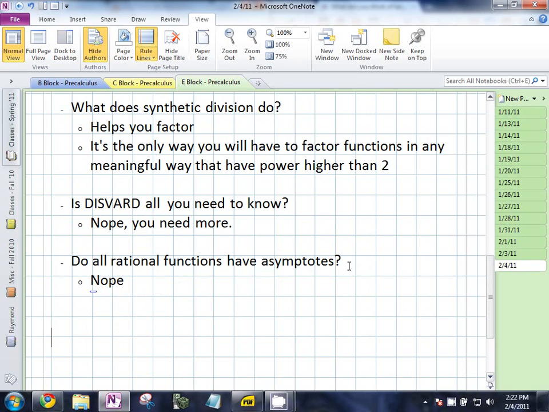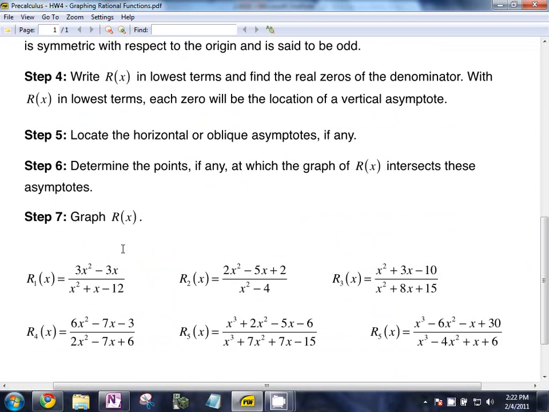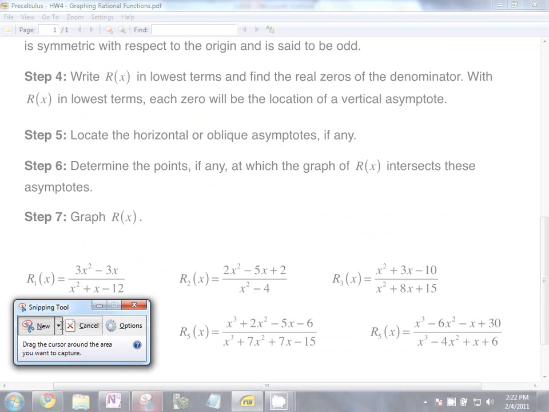So back to the removable discontinuity. How do you find it? Okay, we're going to do a specific example, the same example that was in the video. The difference between an asymptote and an open, not closed, removable discontinuity.